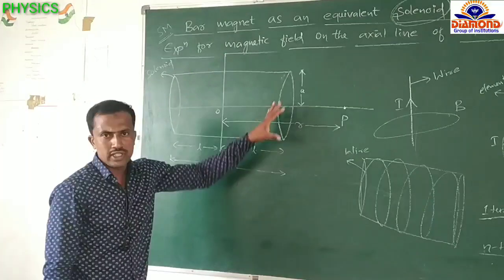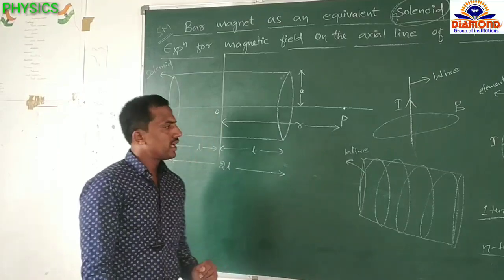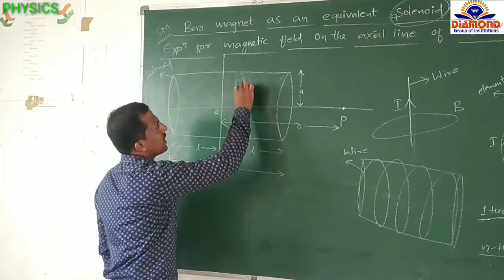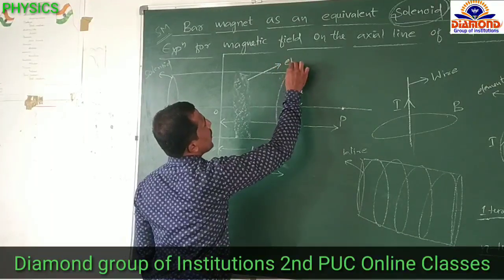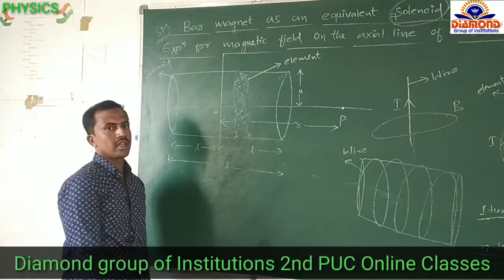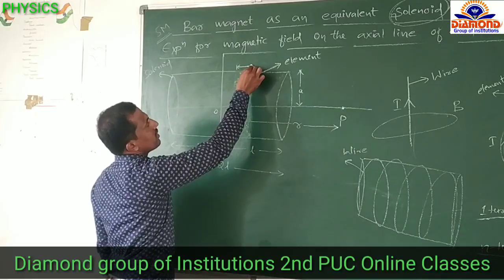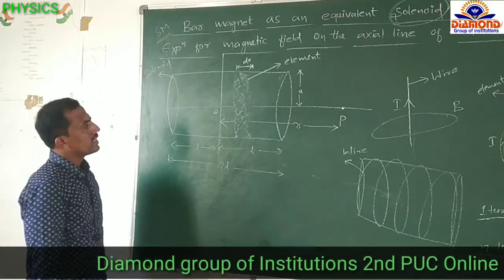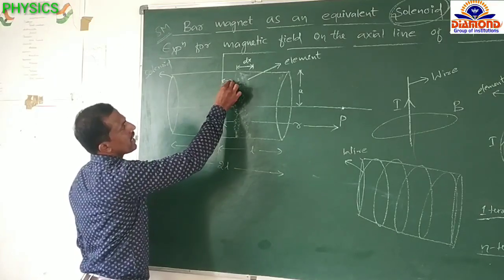In this big solenoid, we are taking one small piece. That piece is called an element, and the thickness of the element is dx. The distance from the center of the coil to the element is x.